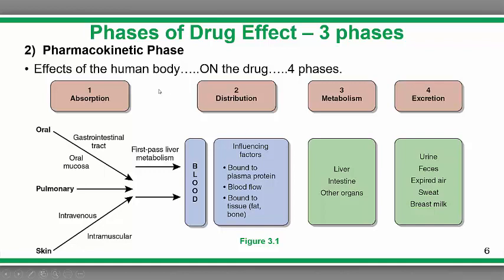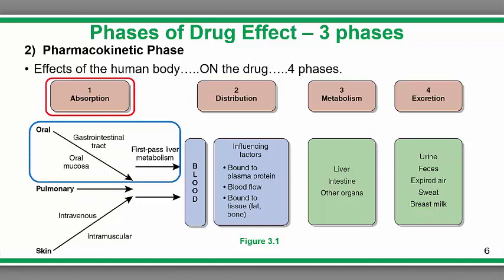And this is the phase that begins to examine the effects of the human body on the drug rather than the effect of the drug on the human body. Remember that when a person takes in some drug, that drug will undergo some sort of change by the person's physiology before the drug can exert its effects. Some drugs are much faster, of course, than others. And the pharmacokinetic phase is made up of four phases.